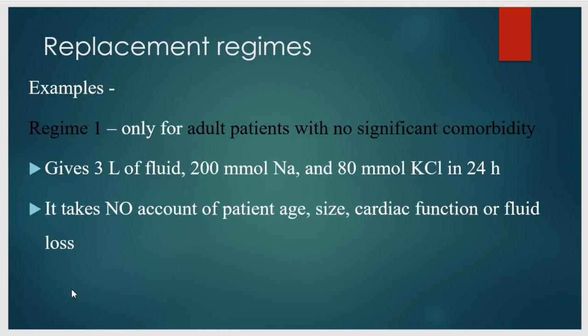Very quickly, the examples, regime number 1. This regime number 1 is only for adult patients with no significant comorbidity. It gives 3 liters of fluid, 200 millimole sodium and 80 millimole potassium chloride in 24 hours. But the disadvantage of this regime is it takes no account of patient age, size or weight of the patient, cardiac function, or fluid loss. This is the disadvantage of regime 1. Advantage, you can give it for adult patients with no significant comorbidity.